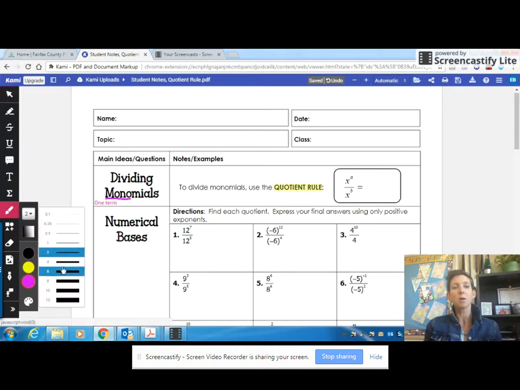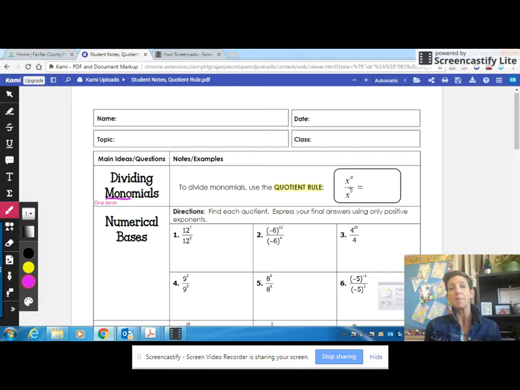Okay, so now we're going to be discussing what the quotient rule actually says. What it says is that if we have one monomial, x to the a power, and we divide it by x to the b power, we can write that as x to the a minus b power. So what we'll be doing is subtracting the exponent b from a.